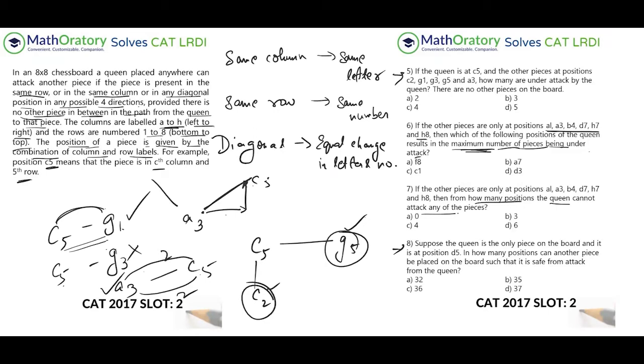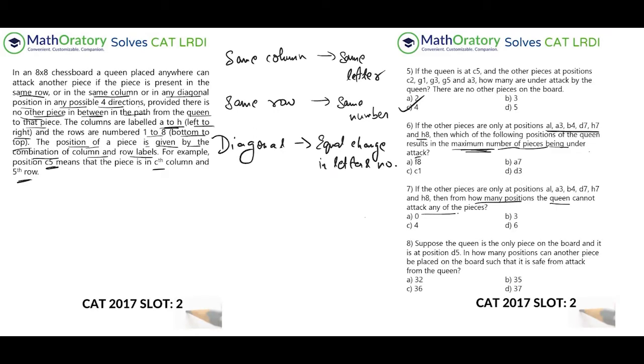Now let us look at the next one. This is 4. Okay, now let's look at 8. So 8 is asking for, suppose the queen is the only piece on the board and it is at position d5. In how many positions can another piece be placed on the board such that it is safe from the attack? So first of all, let us figure it out in this way. How many squares is it not safe at? This is something we can utilize the same idea, right? Wherever the queen can attack, it will attack, right?